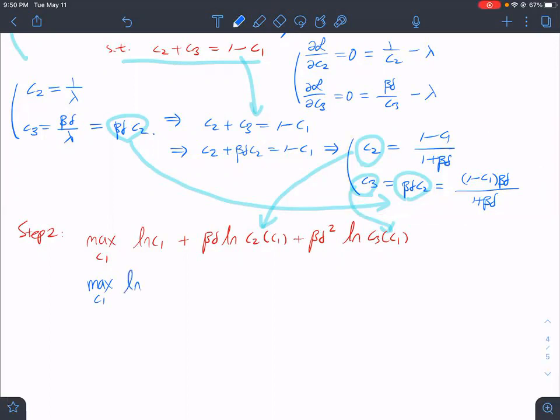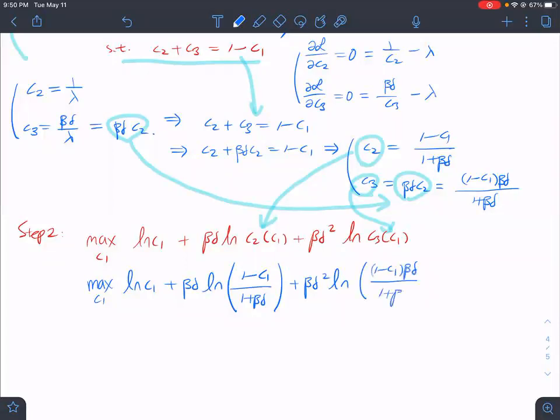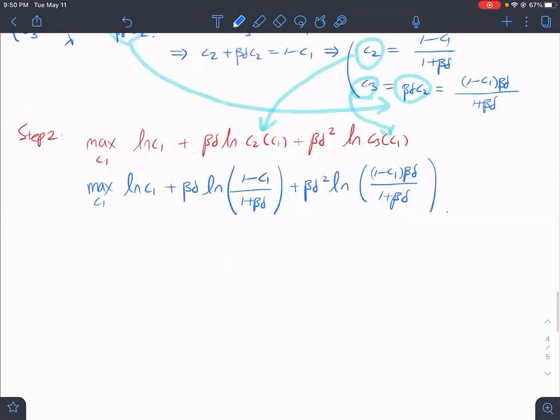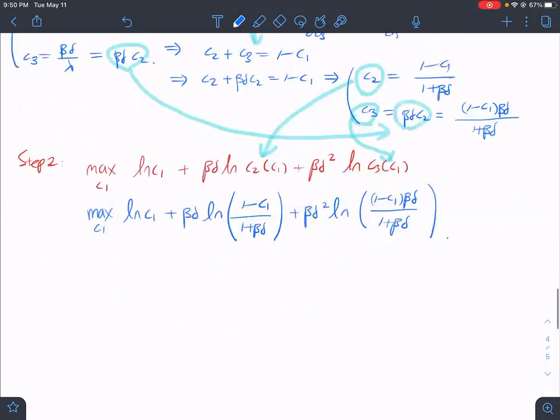So, log of C1 plus delta log of (1 minus C1)/(1 plus beta delta), plus beta delta squared log of (1 minus C1) beta delta/(1 plus beta delta). Okay. I also forgot to put beta equals 1/3, delta equals 1. So we can do it later.